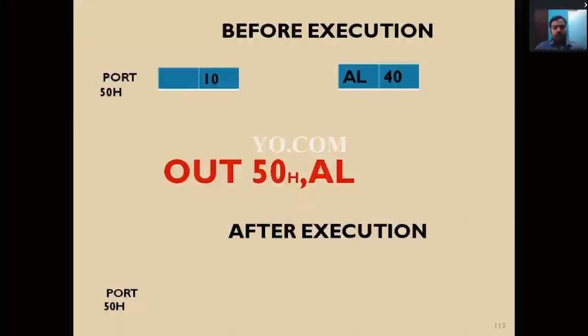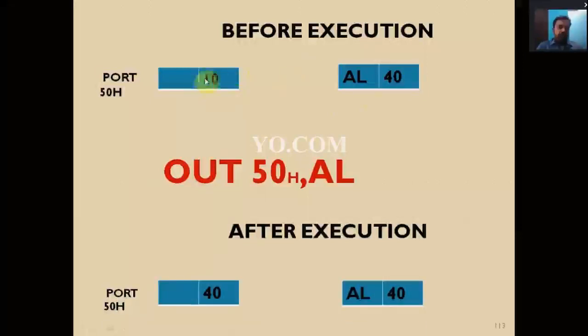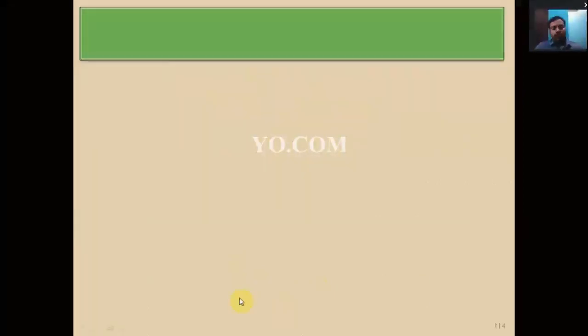This is the execution of OUT 50 comma AL. Initially 50 is the port address, and it holds the data 10. Before execution, AL is 40. After the execution, the 10 is replaced by the 40, which is coming from the AL register. So AL is moving to the output port. This is the OUT instruction.